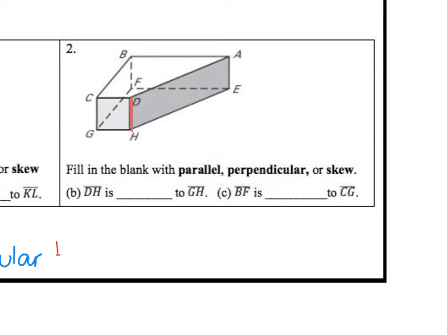DH and GH. What do you guys think? They look perpendicular. Is it marked? No. So I would say it's neither or none. You can't say anything because it's not marked. If it was marked with a right angle, then you could say it's perpendicular, but it's not. Remember, perpendicular has to be marked.